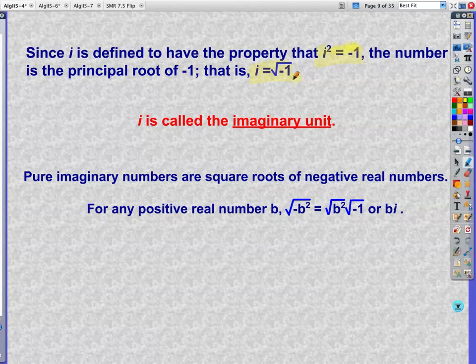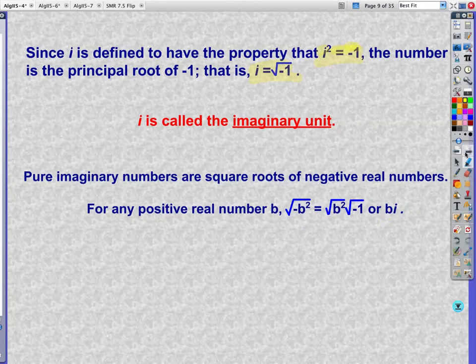Pure imaginary numbers are square roots of negative real numbers. For any positive real number b, square root of -b squared is actually square root of b squared times square root of -1, or bi. Okay, because square root of -1 is i, and the square root of b squared is just b.